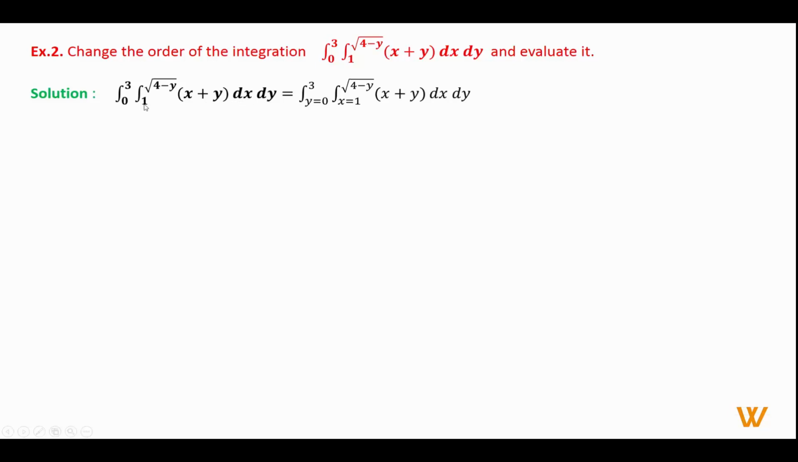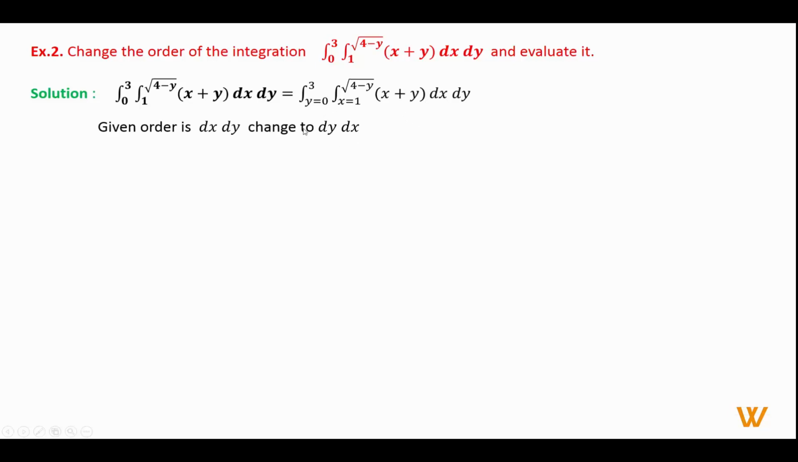In this integration, limit 1 to square root 4 minus y means this limit is in terms of y, so this is the value of x. This is the value of x, so the outside limit is the value of y. So integration limit y varies from 0 to 3, x varies from 1 to square root 4 minus y, x plus y. First integration with respect to x, so dx, and then with respect to y, dy. So this is a correct order. Given order is dx dy. Change this order to dy dx.